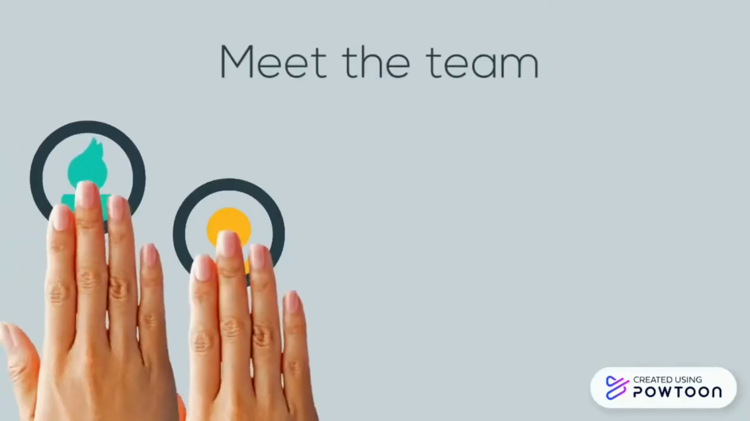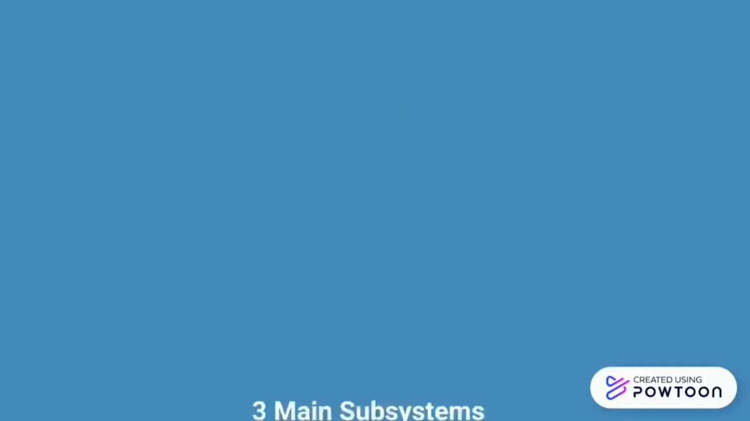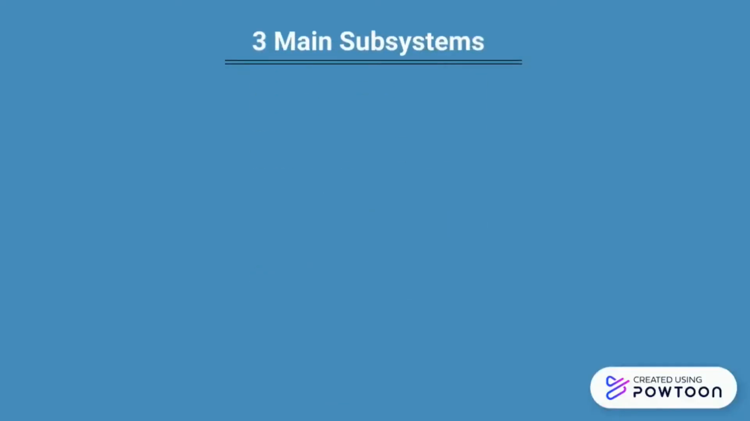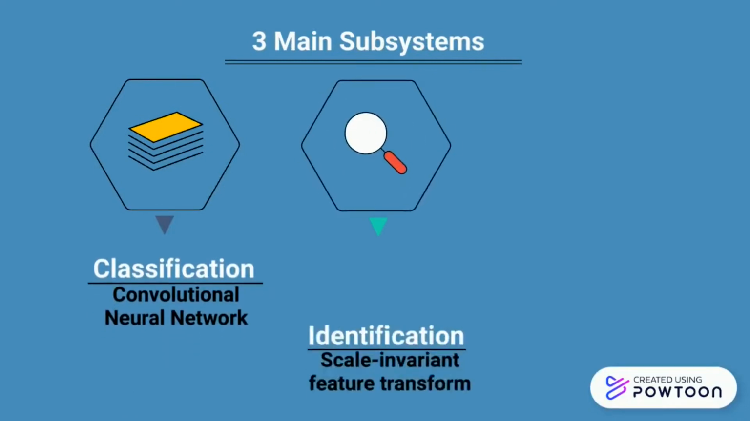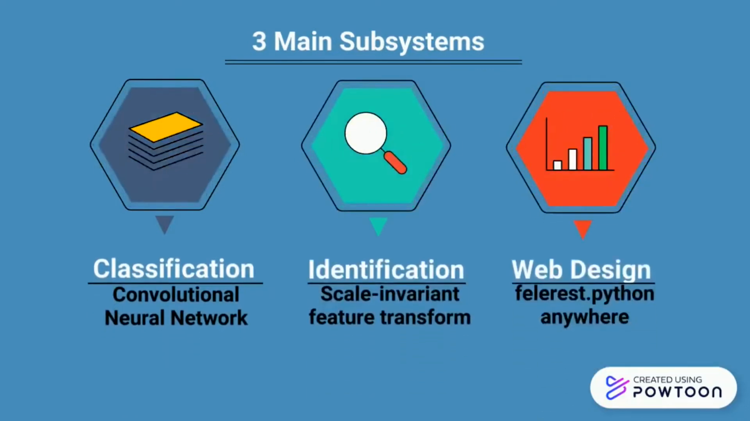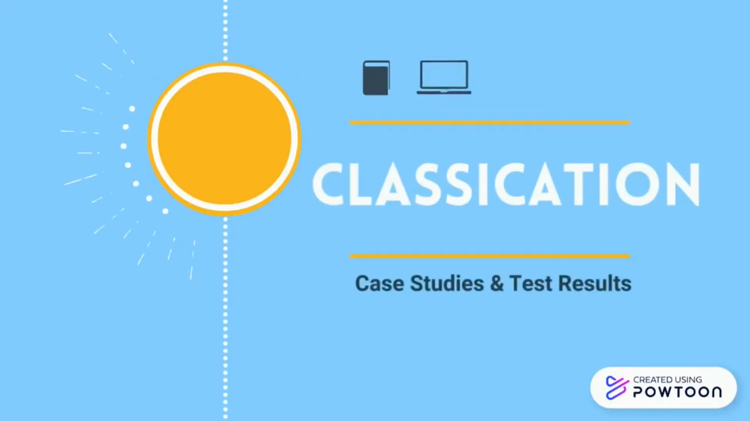Meet our team, Asude, Doğa, Furkan, Eser, and Utku. The system consists of three main parts: classification using CNN, identification using SIFT, and web design. We will start by examining classification.